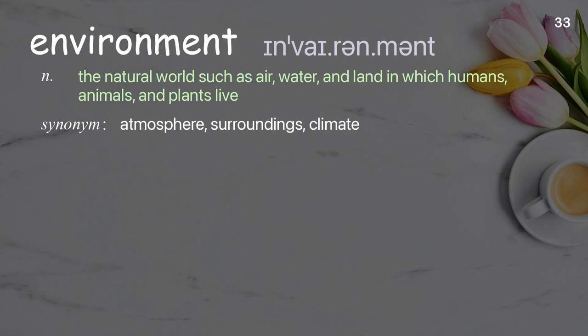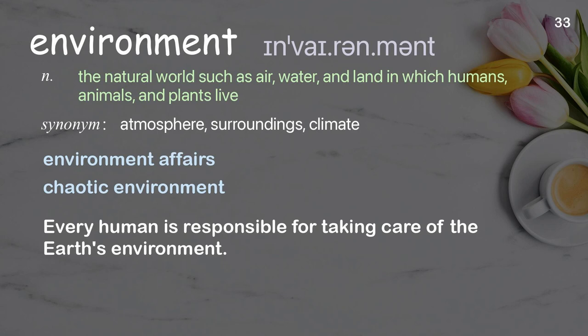Environment. The natural world, such as air, water, and land, in which humans, animals, and plants live. Examples: Environment affairs. Chaotic environment. Every human is responsible for taking care of the Earth's environment.